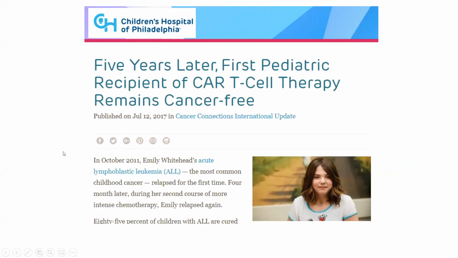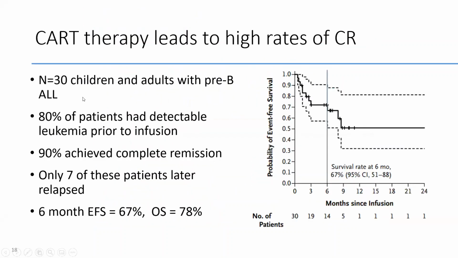So next one. This is actually the first CAR T therapy we used, in the first patient. She was treated five years ago, and she is doing well. It was done at Children's Hospital of Philadelphia. I have just put this image to show it. So next one is that CAR T therapy leads to a high rate of CR.